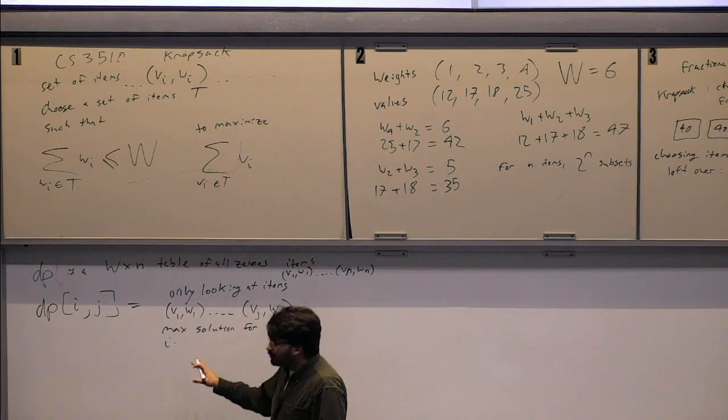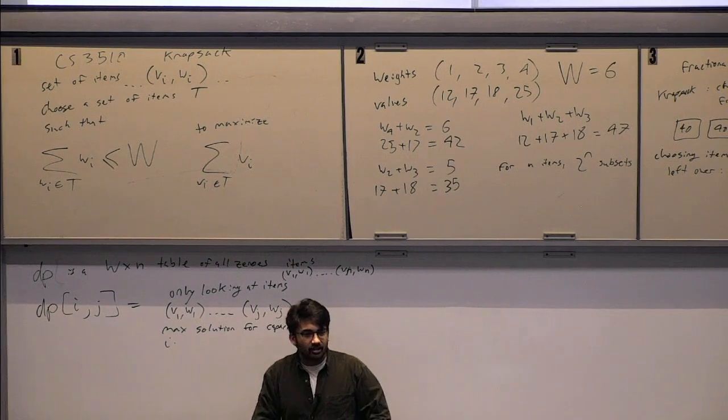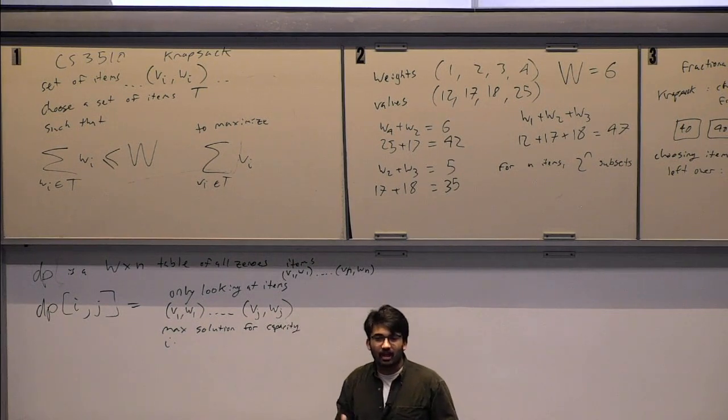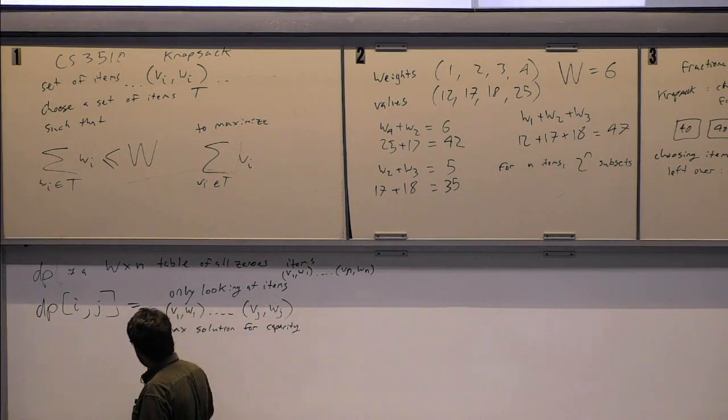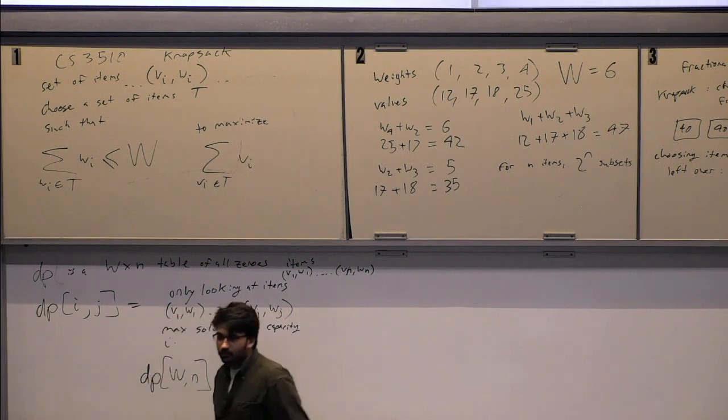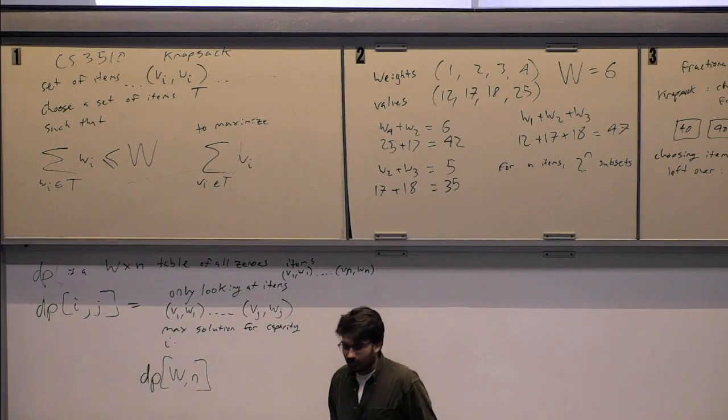So rather than DP of ij, let's not consider an intermediary node first. Let's just consider the last element, right? So let's just consider DP of Wn. It turns out W and n are arbitrary, but we'll use W and n here instead of i and j, OK?